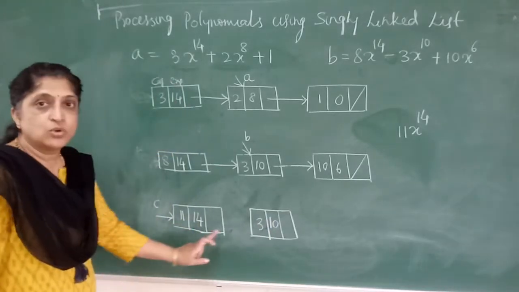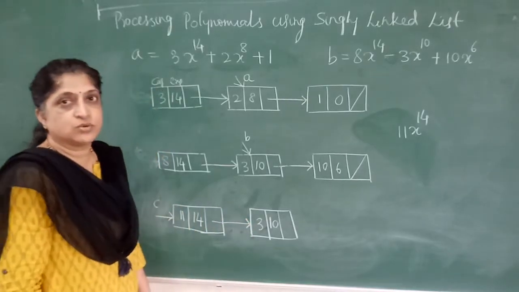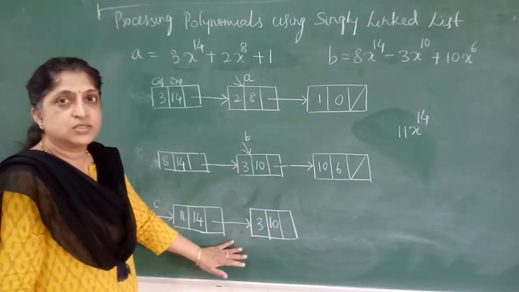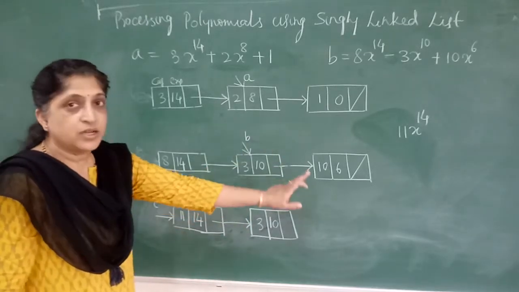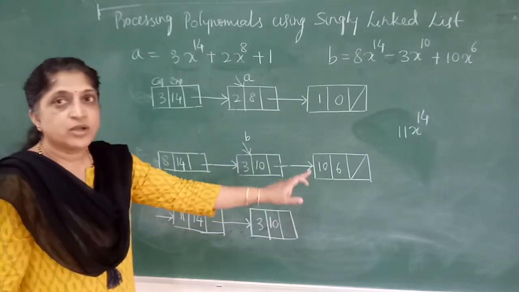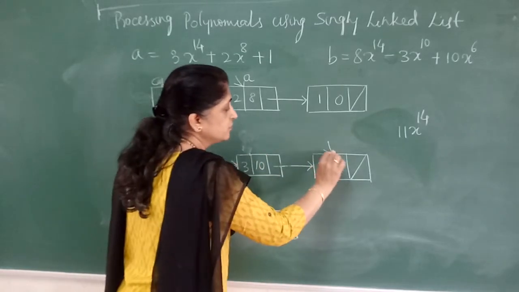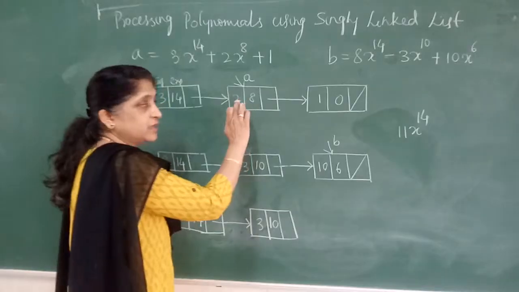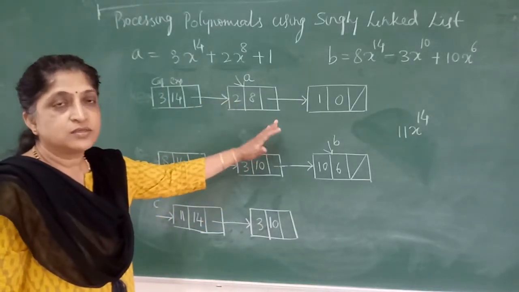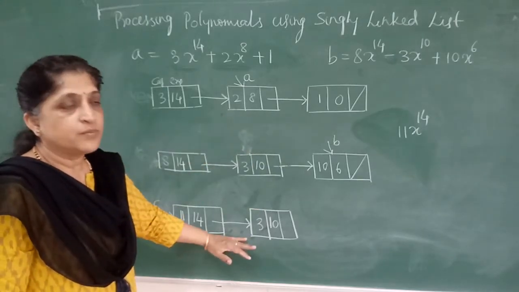Then make the first node point to this. So we have to make this node point to this node. Now that we have processed this and appended it to the sum polynomial, we have to advance only in the second polynomial. That is, we advance only the pointer B to point to the next node here. So now B is pointing to this node. A keeps pointing to this node only. We do not advance the pointer in this polynomial because we have not yet added this to the sum polynomial.